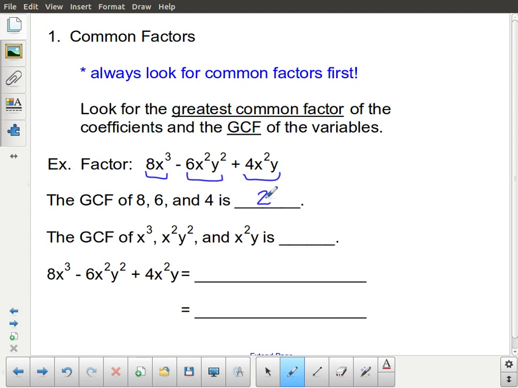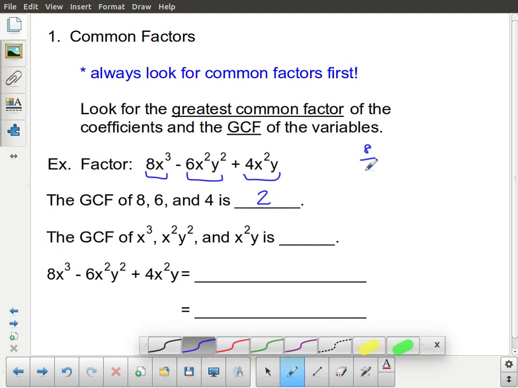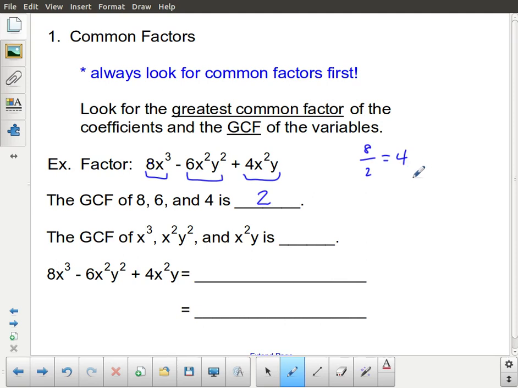8 divided by 2 is 4. 6 divided by 2 is 3. And 4 divided by 2 is 2. So that's what we mean when we say divides evenly. It means that when I actually perform the division, I get a whole number. So 6 divided by 2 equals 3. 4 divided by 2 equals 2. I didn't get any fractions or decimals.